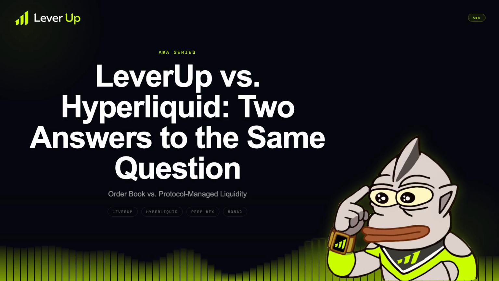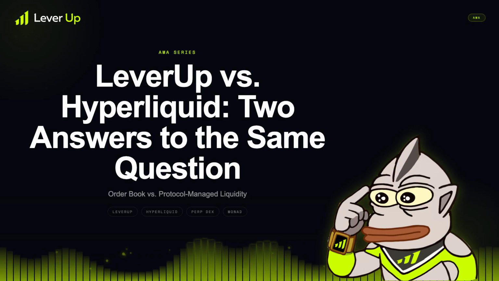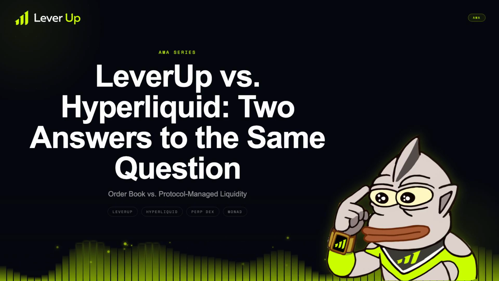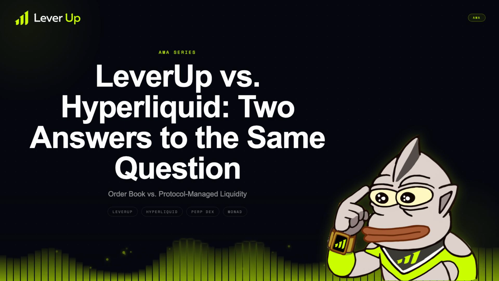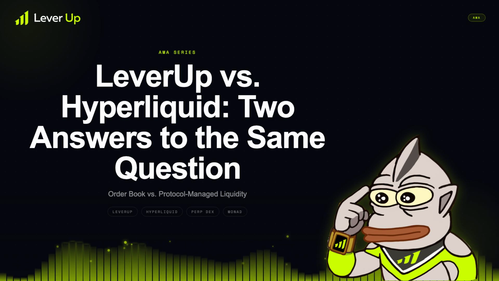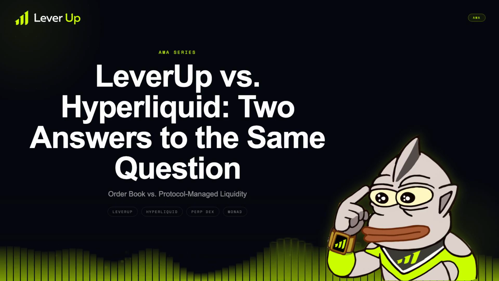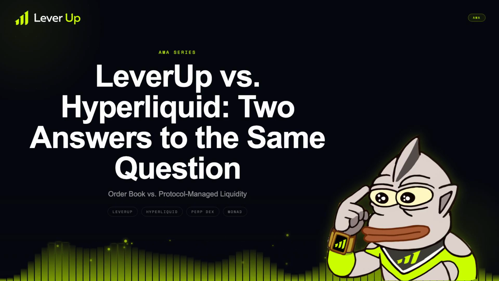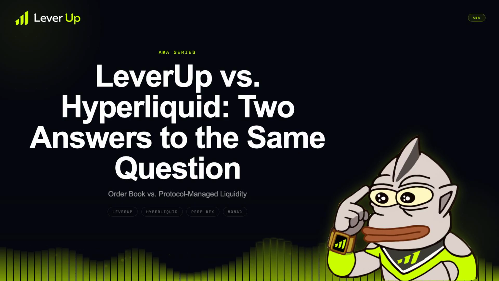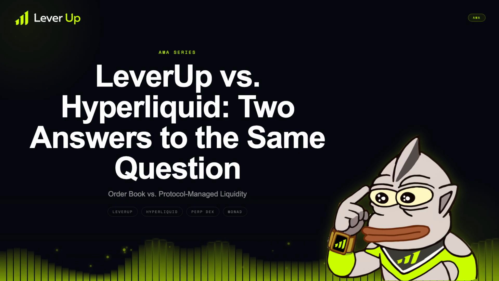Hyperliquid runs on its own purpose-built L1, designed from the ground up around its own order book and matching engine. That vertical integration gives Hyperliquid full control over its execution environment. The trade-off is that most of what happens on that chain happens because Hyperliquid itself built it. And LeverUp's the opposite of that.